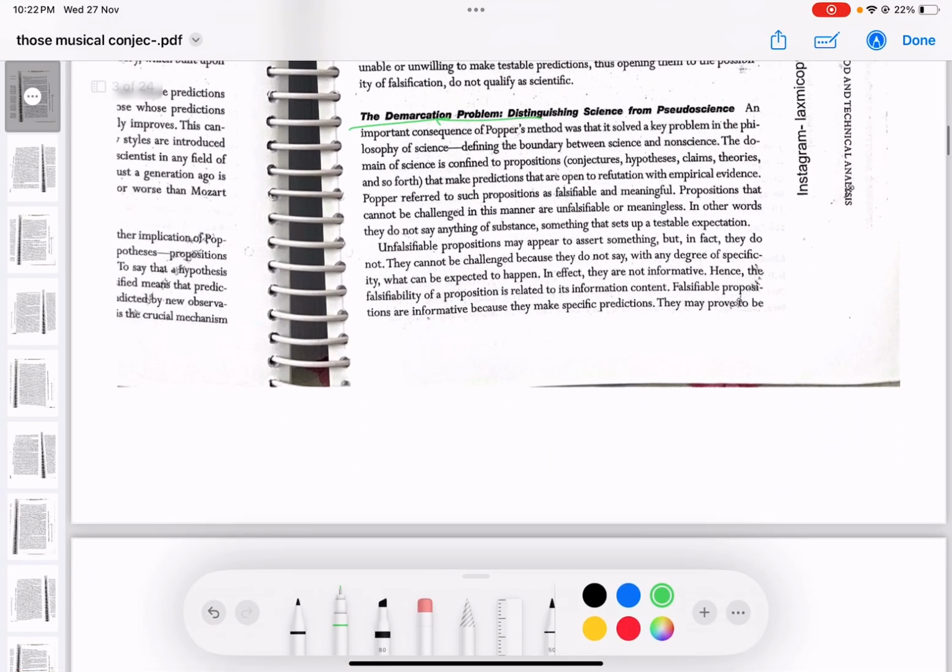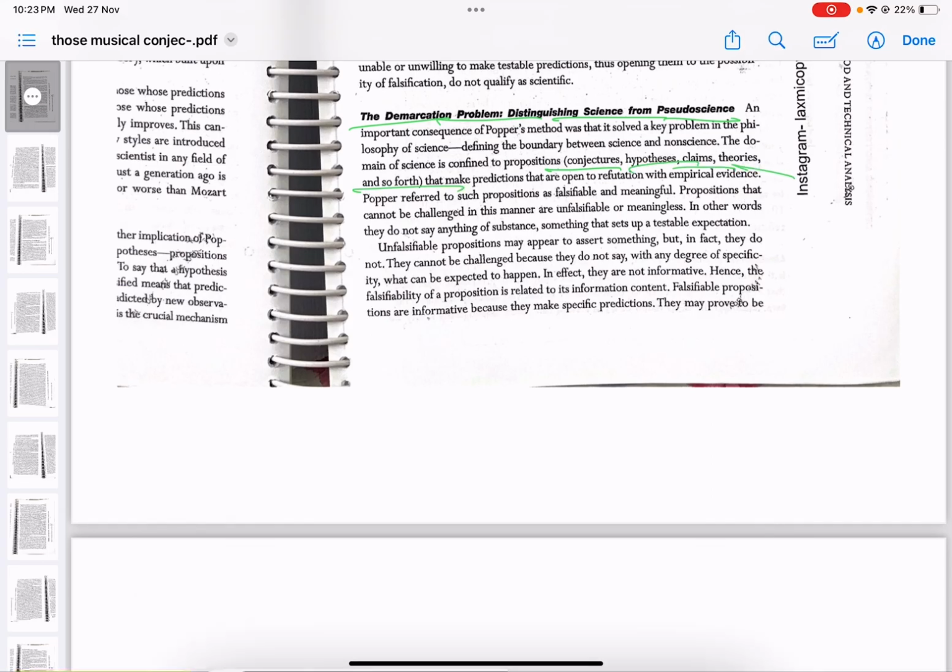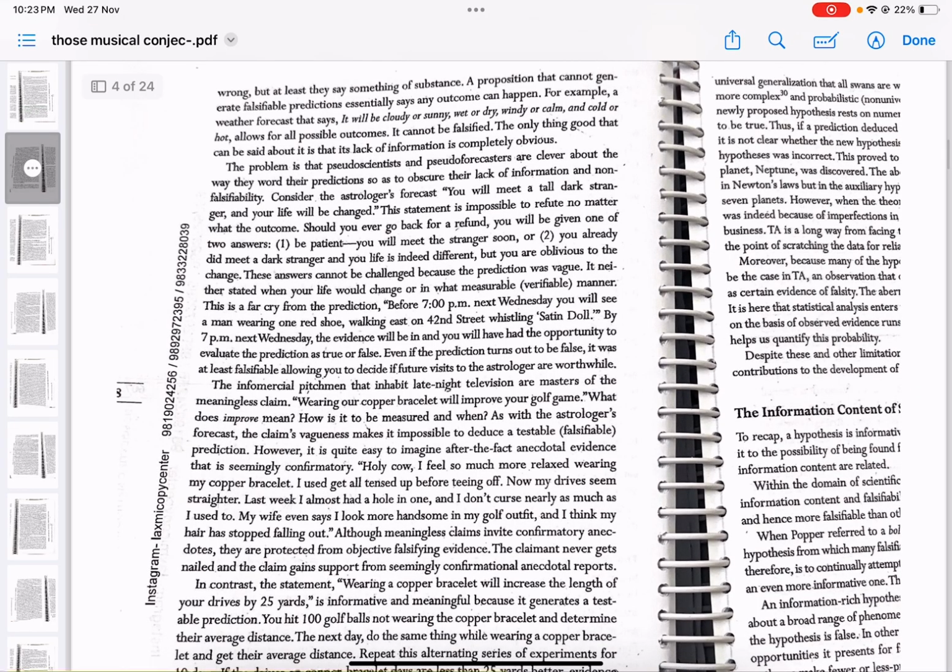The demarcation problem, distinguishing science from pseudoscience. One thing you need to know is that there is a difference between science and pseudoscience, right? Now science is usually backed by conjectures, hypotheses, claims, theories, and so on, whereas pseudoscience does not have any of those kinds of rules in it.